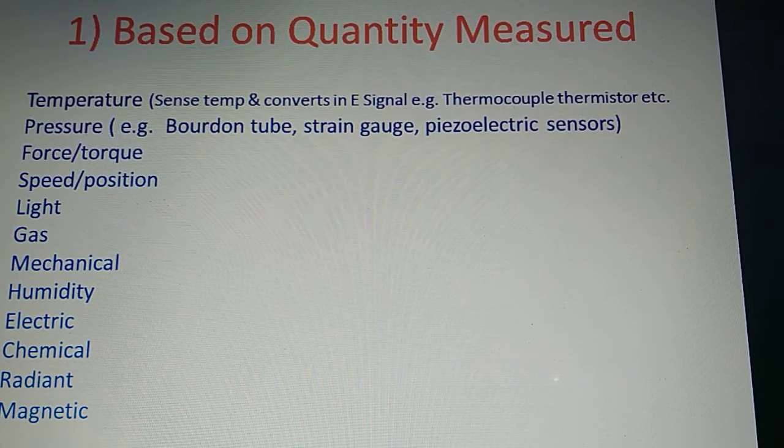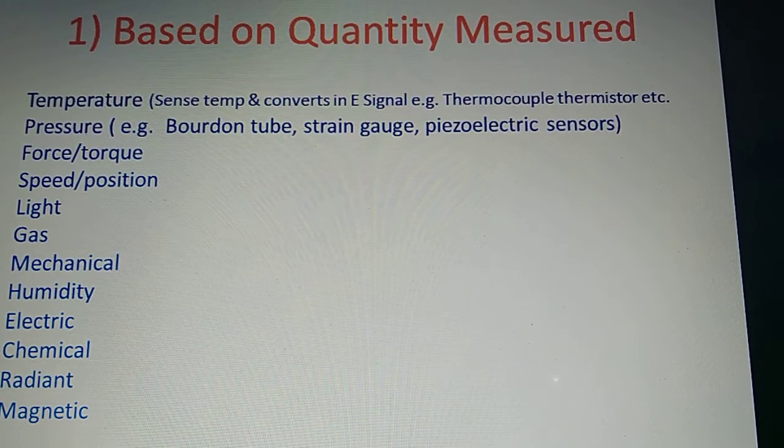Now what is the operating principle of the piezoelectric sensors? These piezoelectric sensors sense a pressure exerted on its faces or on its sides, and that pressure exerted converts into an electrical signal, maybe current or voltage. These are called pressure sensors.